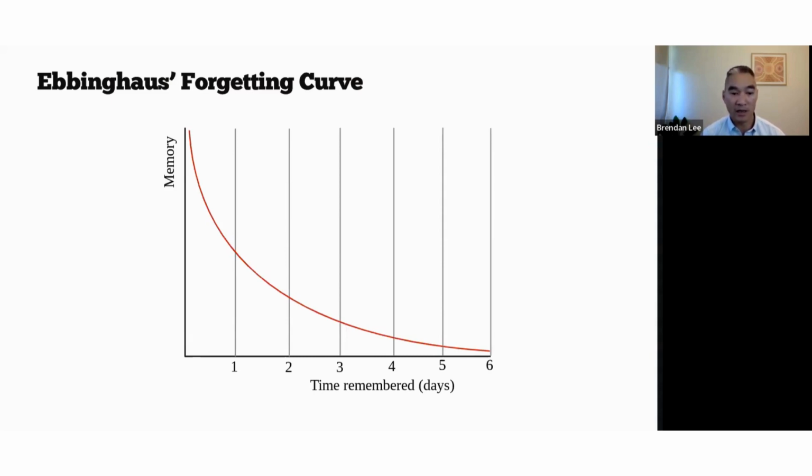And so he taught himself this set of words, and then over time, as you can see in the diagram there, he started to forget. And basically, as soon as he learnt it, he started to forget things. So, within one day, he started to lose about 50% of what he had learnt, and then over 6 days, it was pretty much everything.